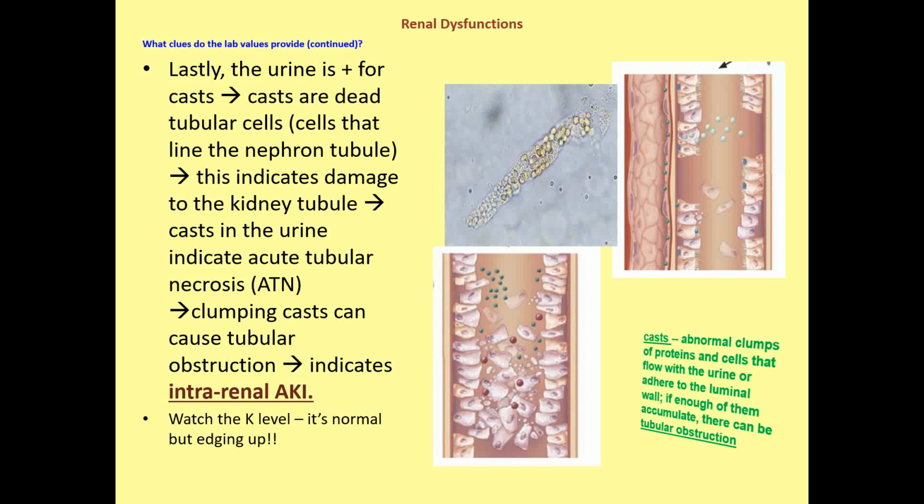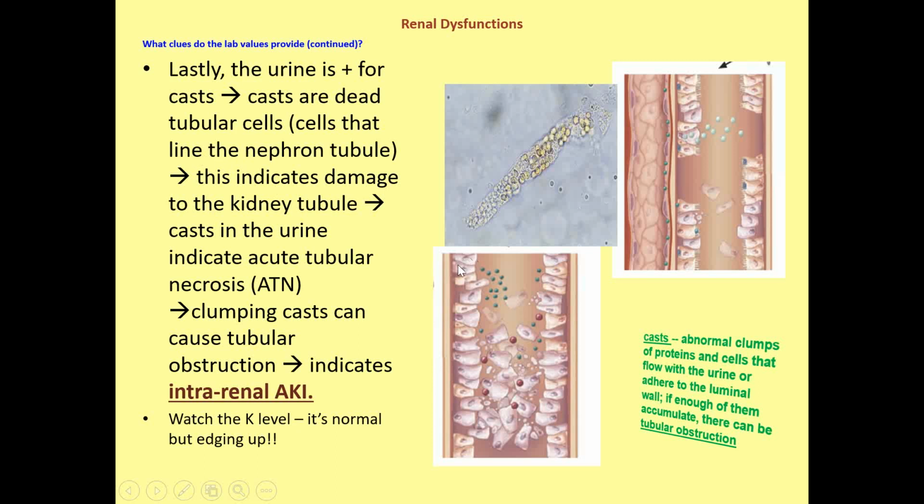The urine is positive for casts. Well, what are casts? What I've shown you here is what it would look like on a slide, which you'll never have to identify, but this is what the laboratory personnel see. They see this little stuff in the urine. And what are casts? Well, casts are dead tubular cells.